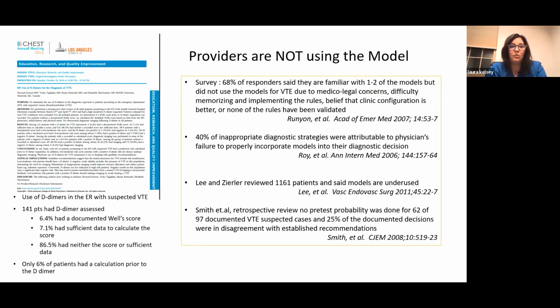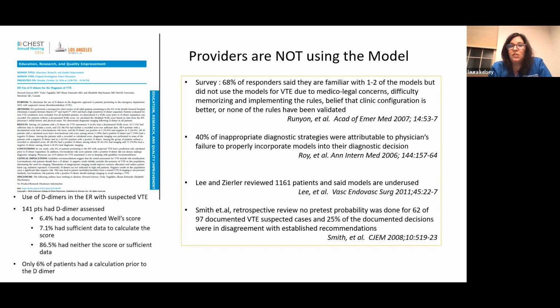What's happening in real time is that patients are going right to D-dimer. A study in 2016 looked at 141 patients that had D-dimer tested. Only 6% had a Wells score documented. 7%, if they dug through the information, had enough data to calculate a score, but by and large, 86, 87% did not have either of those variables.